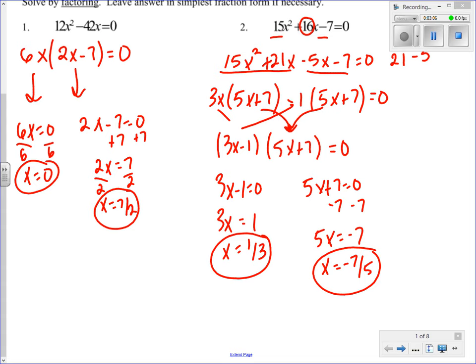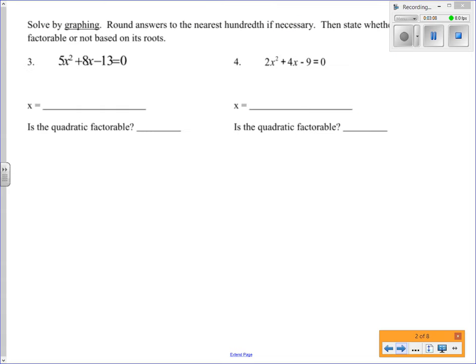Okay, we're going to move on to the next page. Numbers 3 and 4, this is solved by graphing. This is done in your calculator. And so I can't show you that here, but I can give you the steps on that. So if you want to grab your calculator, we're going to start in y equals. You can clear out your y1 and you can enter the equation 5x squared plus 8x minus 13. We're going to be working with number 3 first. Put that in y equals.